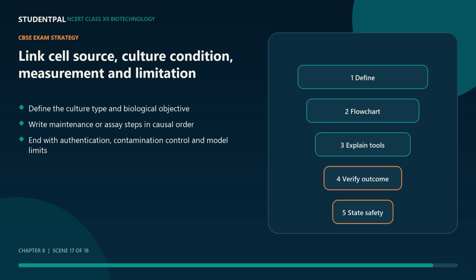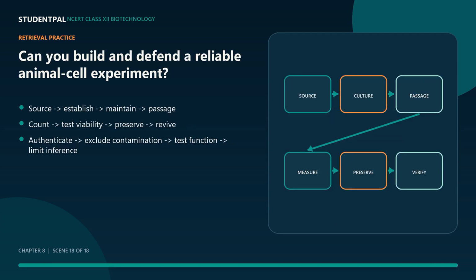For cryopreservation, write healthy cells, cryoprotectant, controlled cooling, low temperature storage, rapid thawing and post-revival checks. Distinguish the biosafety cabinet from the incubator. End with authentication, mycoplasma testing, passage history, or the limitation that in vitro results do not automatically predict the whole organism. Close your notes and rebuild the chapter.